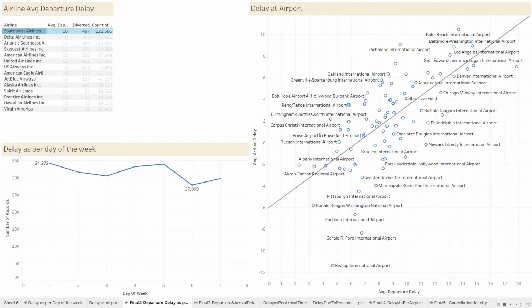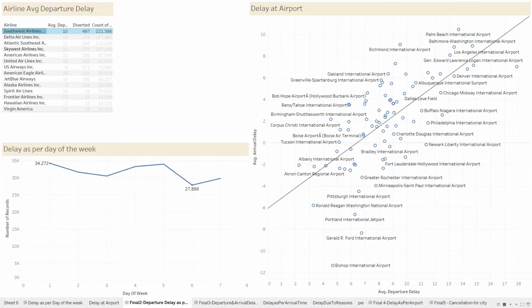Delays as per day of the week, for the first day it's 34,272, and that is the maximum. This goes against the trend, because usually you can say 90% of the flights get the maximum delays on Friday, but for this airline it is on Monday, whereas the least is on Saturday, with 27,899 delays.